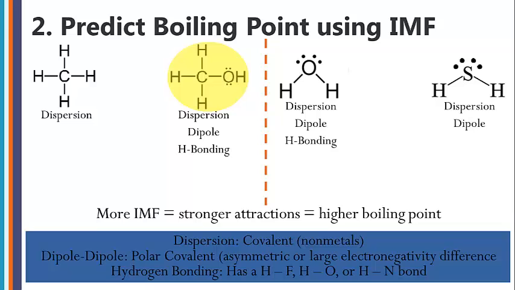And it is also polar. If I cut it in half, it's not the same on both sides. And the electronegativity difference between sulfur and hydrogen is big enough that we get a polar molecule. But there's no hydrogen bonding because those H's aren't attached to F, O, or N. So even though these two molecules look very similar, the water is going to have a higher boiling point because it has more intermolecular forces.